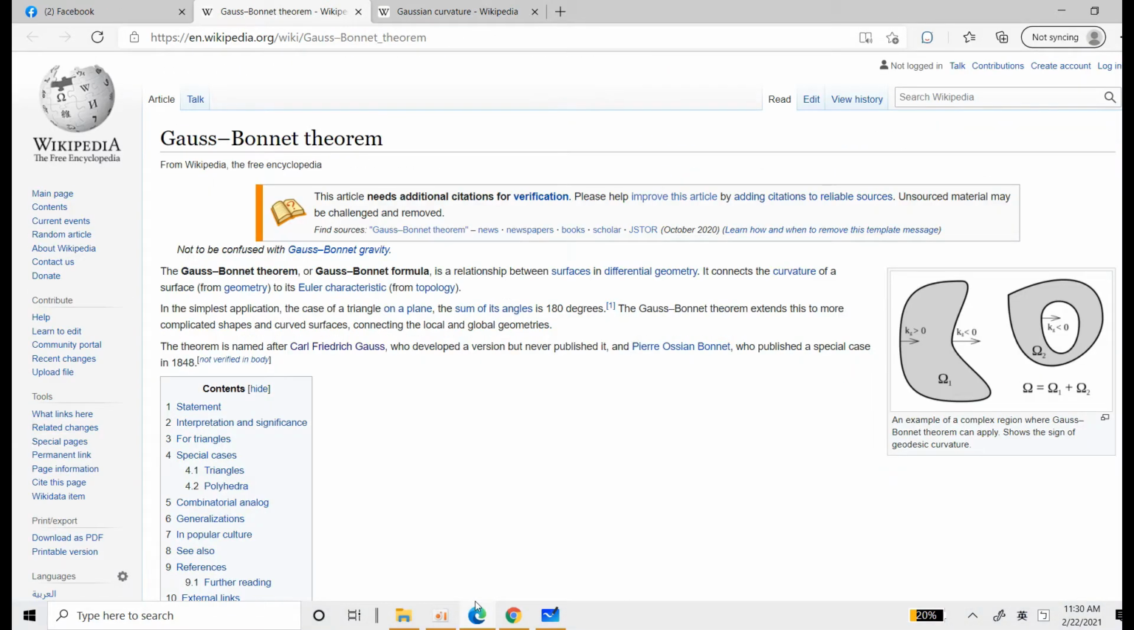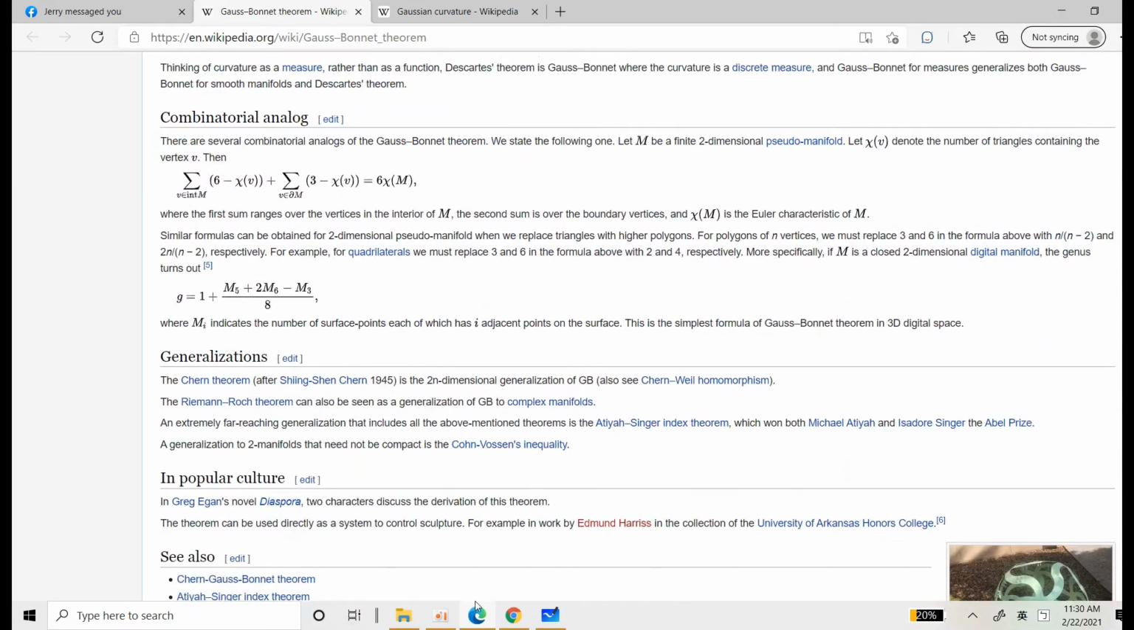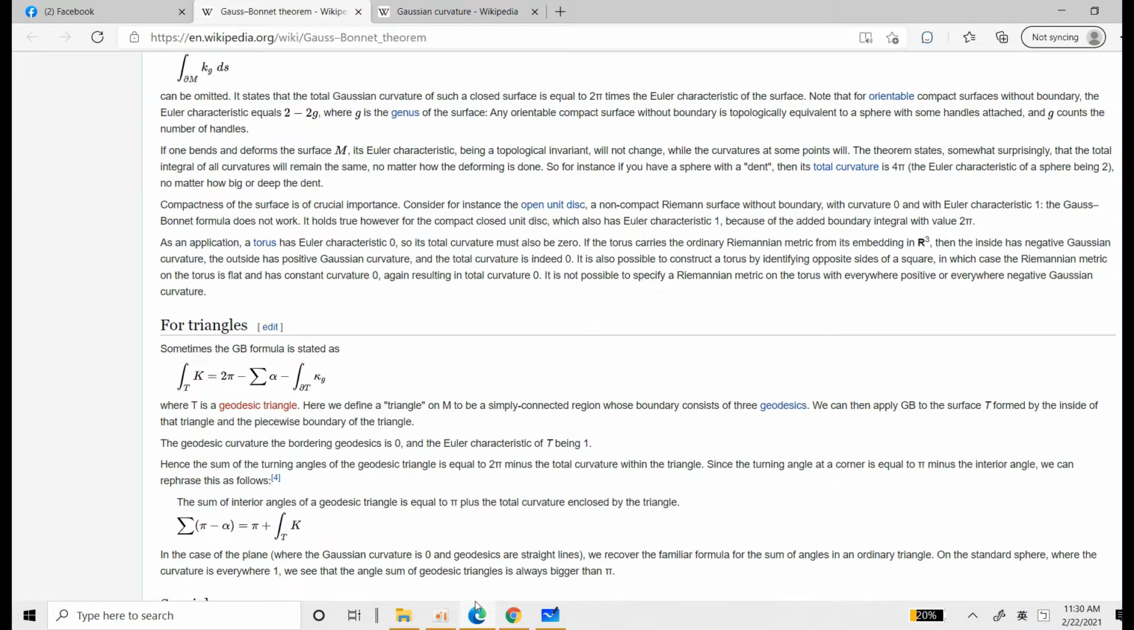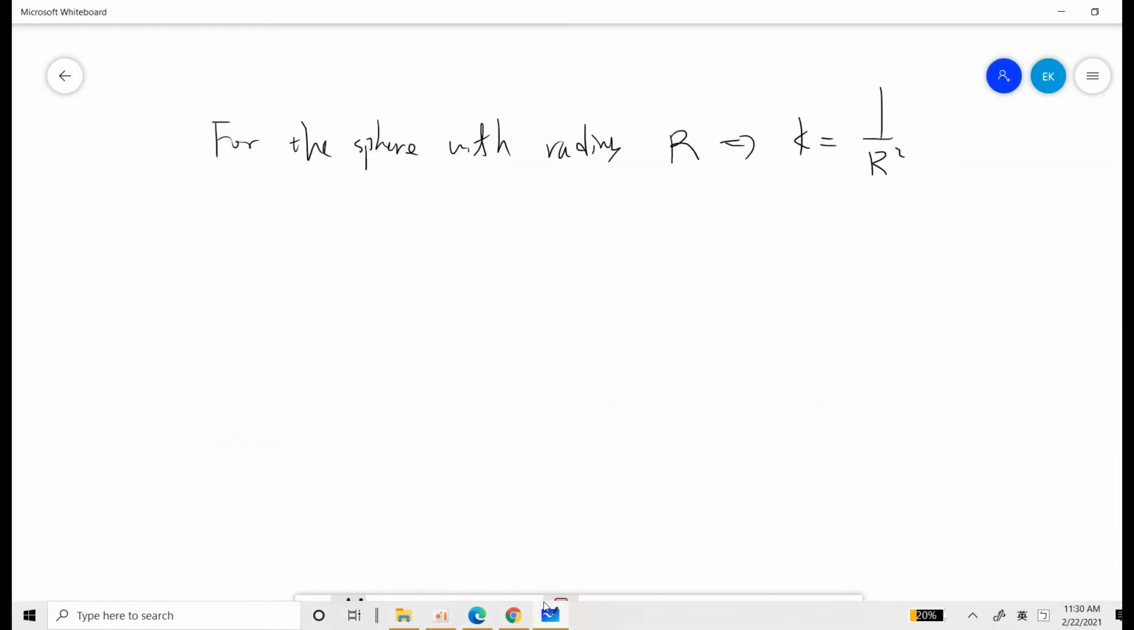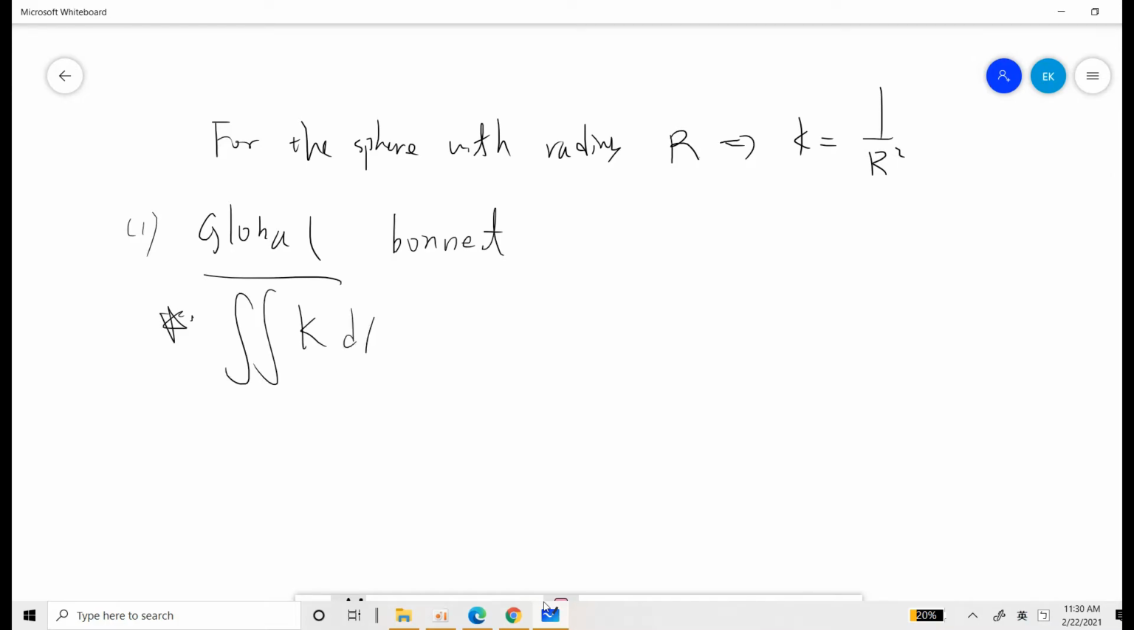Next we can apply the so-called Gauss-Bonnet and see what it gives us. There are two kinds of Gauss-Bonnet. The first is global Gauss-Bonnet. The global Gauss-Bonnet tells you that the total Gaussian curvature over the whole manifold, let's say X, equals 2 pi times the Euler characteristic of X. Here X is just the sphere.